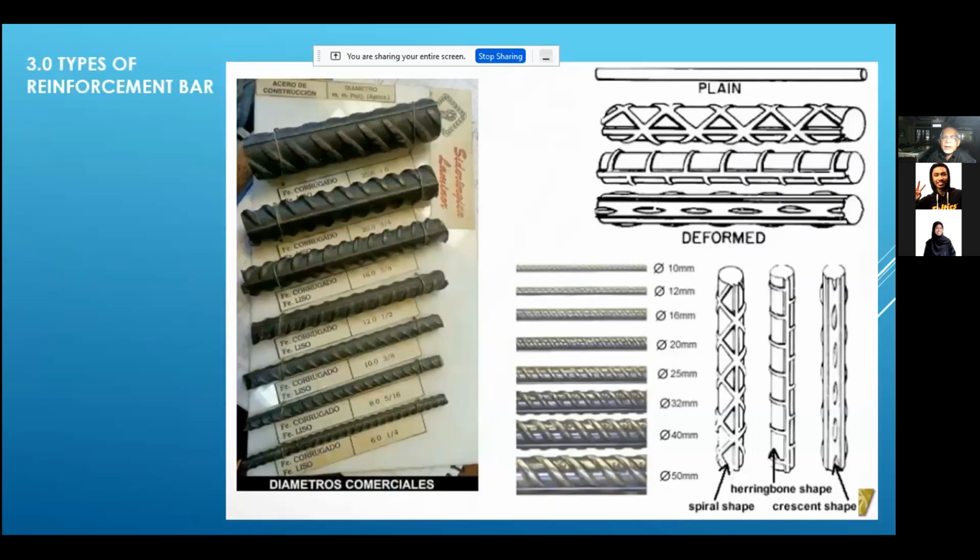Okay, these are the types of reinforcement bar. Plain is without any textured surface. Deformed has a textured surface. Also the diameters: 10 mm diameter, 12 mm diameter, 16, until you go to 50. 50 is very big, maybe for a huge building or huge span. Okay, these are some of the sizes.